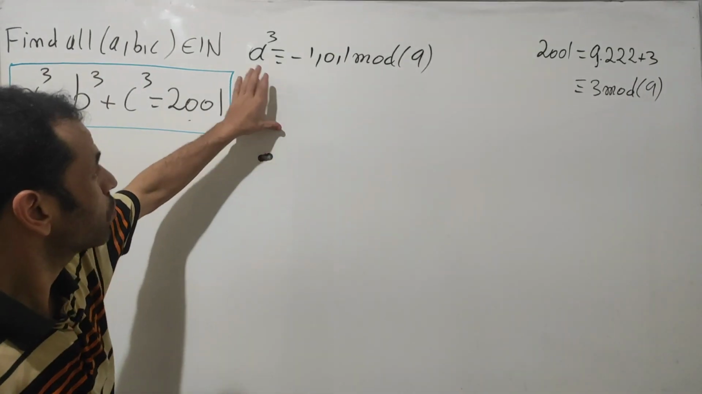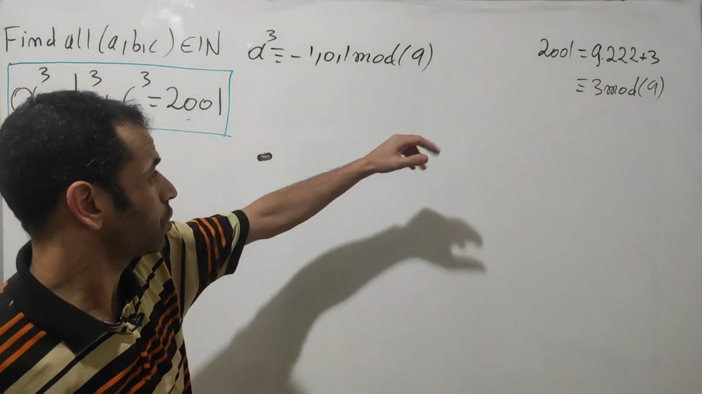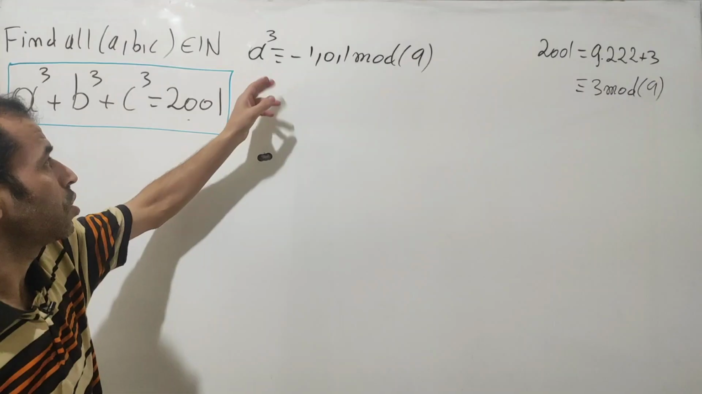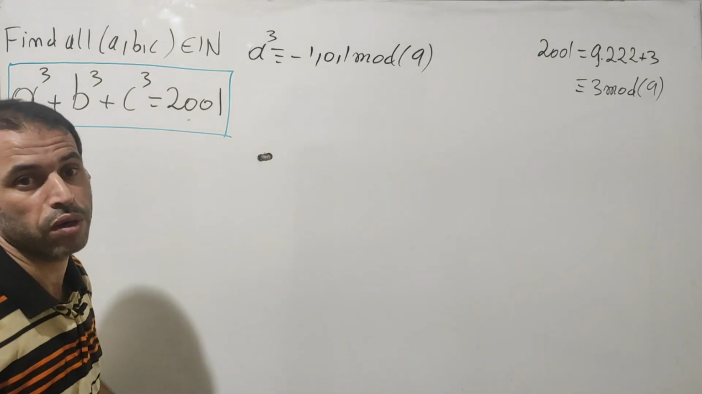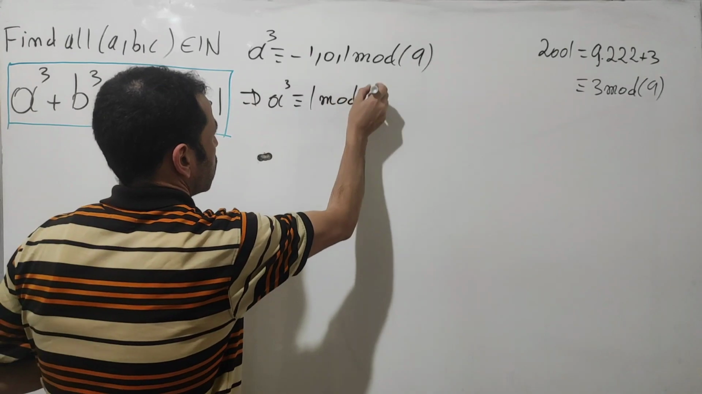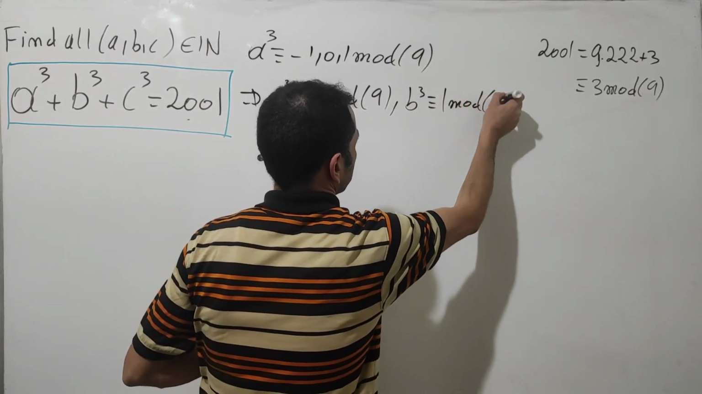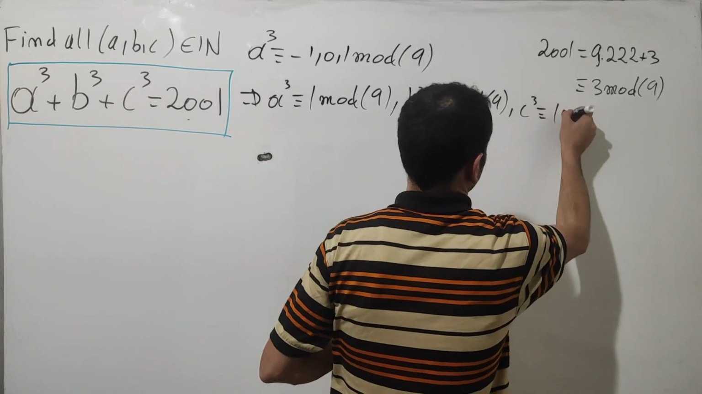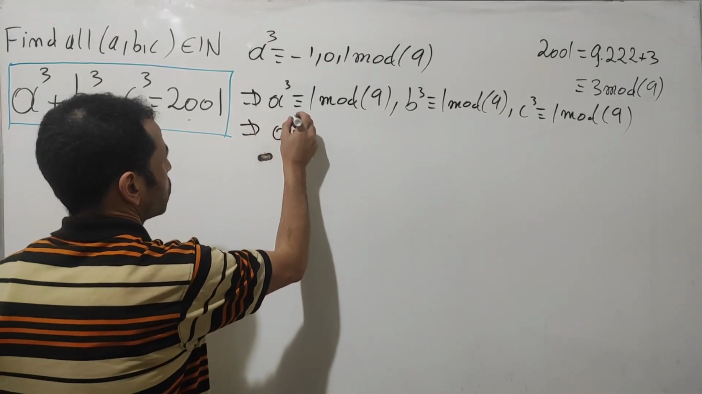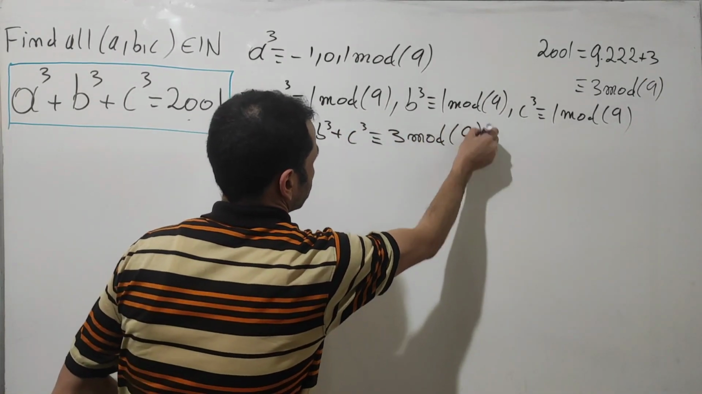Okay, so we are simply going to use this fact. Since we get the remainder 3 here, the left hand side of this equation must also be 3 mod 9. The only way to get 3 mod 9 on the left hand side of this equation is if each of the terms is congruent to 1 mod 9. So this is telling us a cubed is congruent to 1 mod 9. By symmetry, we also get b cubed is congruent to 1 mod 9, as well as c cubed. Now when you sum them, you get remainder 3. So a cubed plus b cubed plus c cubed is congruent to 3 mod 9, which satisfies the right side of this equation.